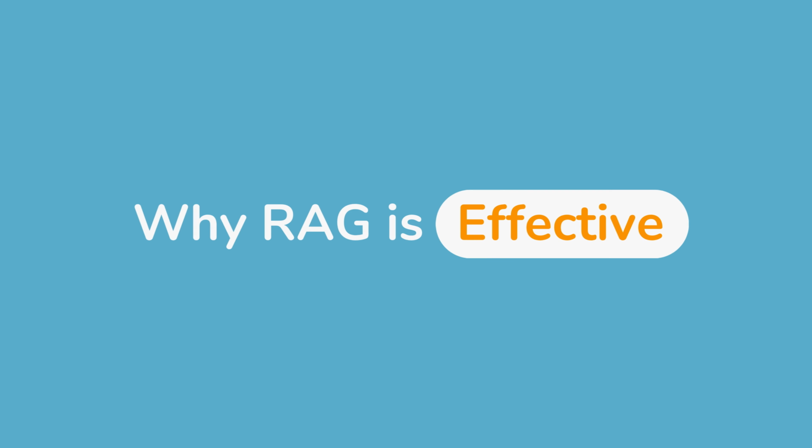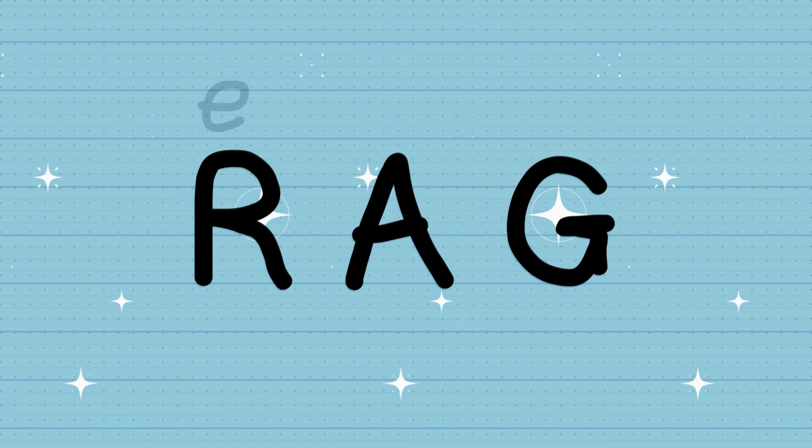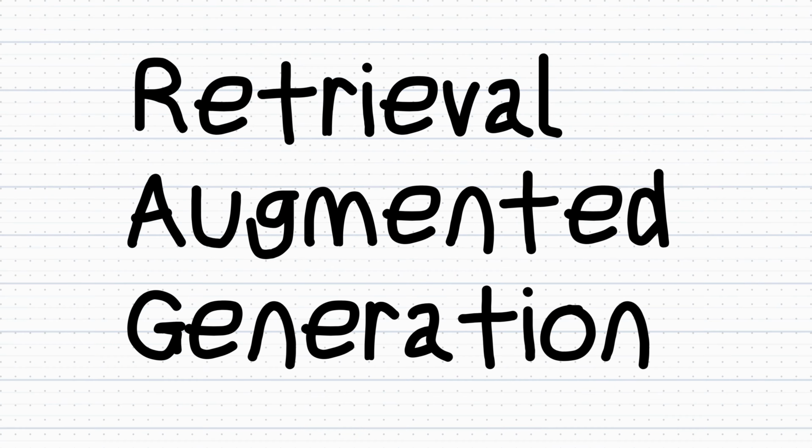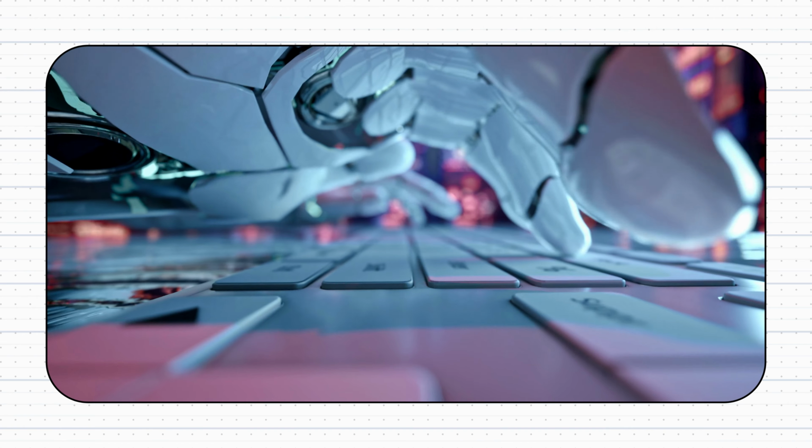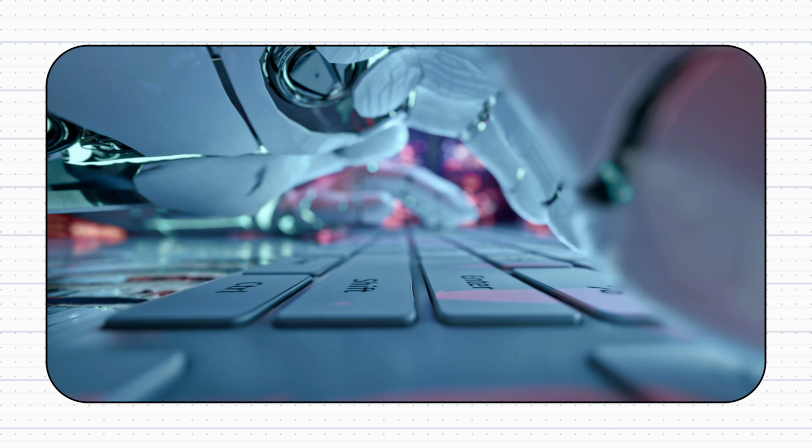Why is RAG effective? This process is what makes retrieval augmented generation powerful. It allows language models to use external or private data to provide accurate, context-aware responses.